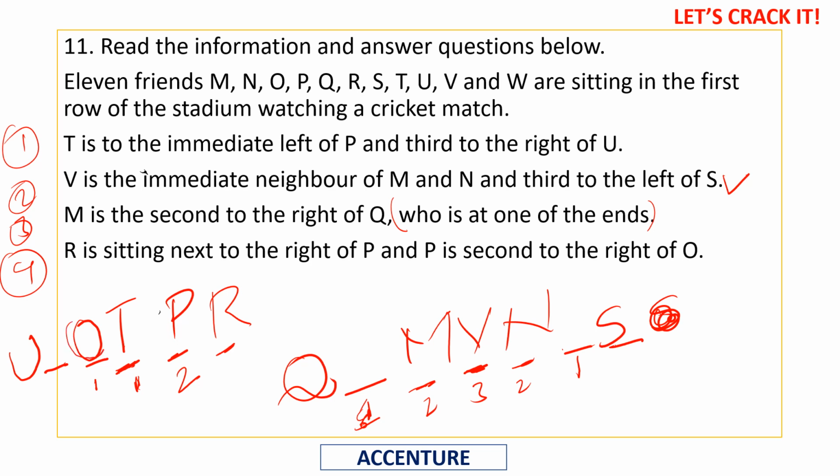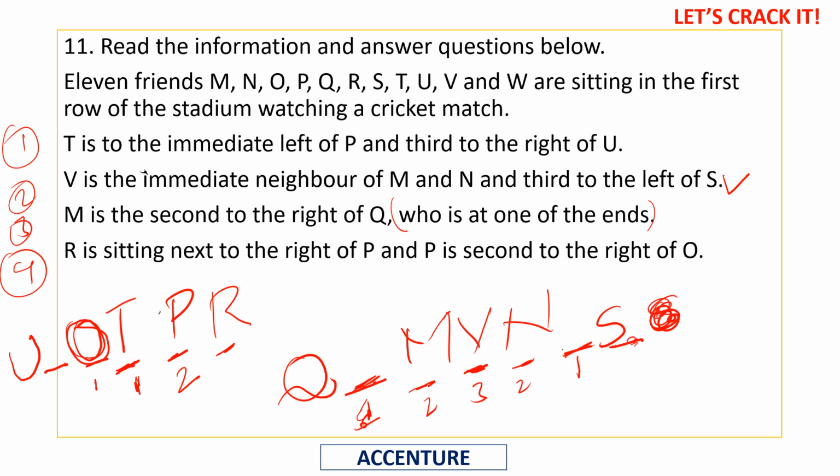Guys, here if we consider O, first to the right of O is T, second to the right of O is P. So this is the relationship we got from the entire information given. So U, some blank is missing, O, T, P, R, and Q, some blank, one person is missing, M, V, N, and another person here is missing, finally S.